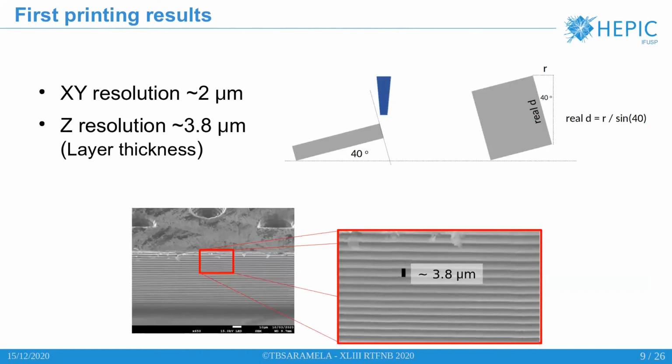Well, with this first test, we were able to measure the resolution and get 2 micrometers for the planar resolution and 3.8 microns for the layer thickness, which is pretty good. And we are able to have some flexibility in the designs. Can you pass?